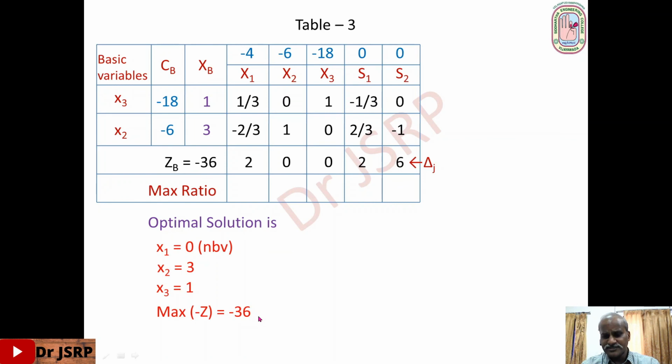Our original objective function is minimization. So min z equals minus max minus z. So minus of minus 36, that is 36. This is the objective function value. So this is the dual simplex method to solve a linear programming problem. Here the advantage is, even though the constraints are greater than or equal type, we need not use artificial variables. So that is the advantage of this dual simplex method.